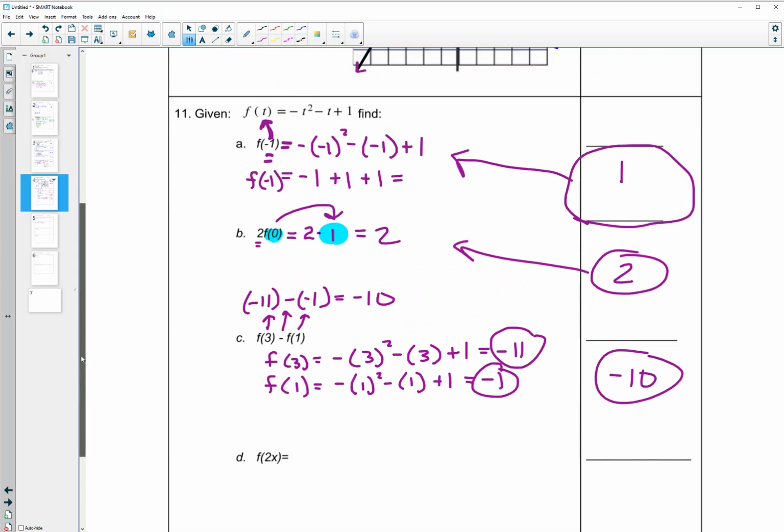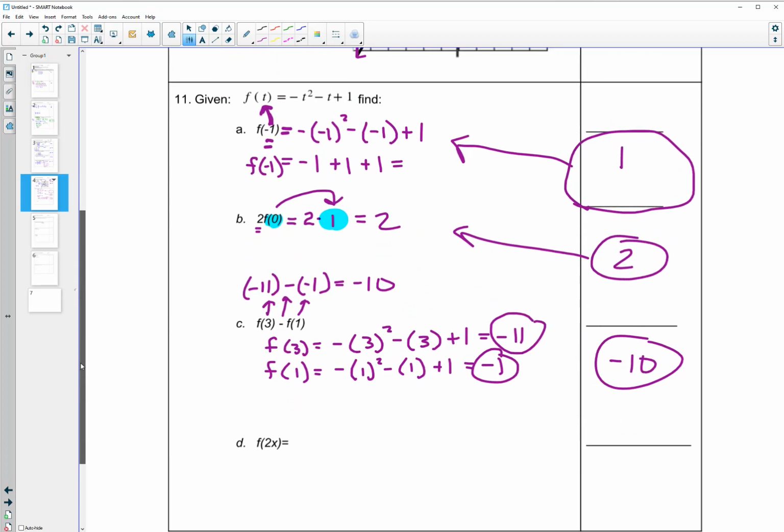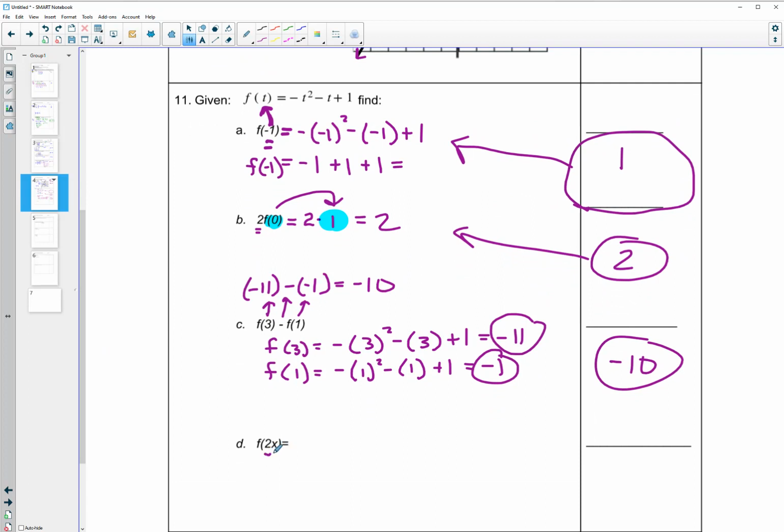All right, and finally, f of 2x. So this one's not going to have a numerical answer. Like always, whatever's in here, we replace this inside for t, right? f of t, so t has been changed to 2x. So negative symbol, I'm just copying everything down from right here, right? Negative symbol, there's my t, close that, squared. I replace the t with the parentheses. Then I have another t, minus, and then another t. Replace that with parentheses, and then plus 1.